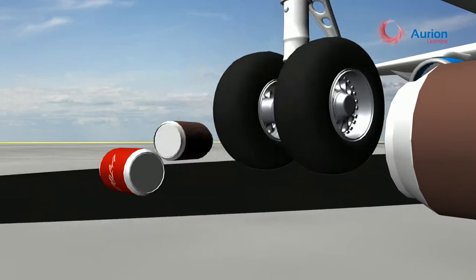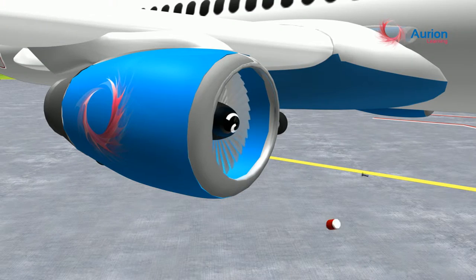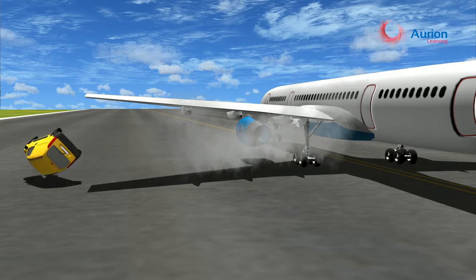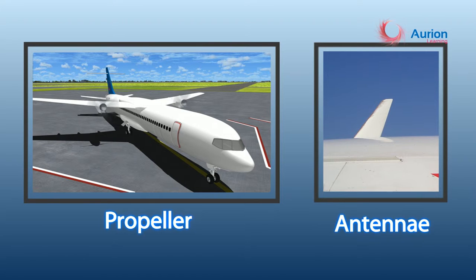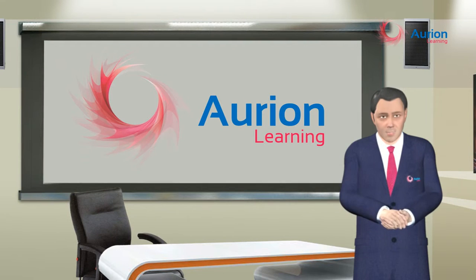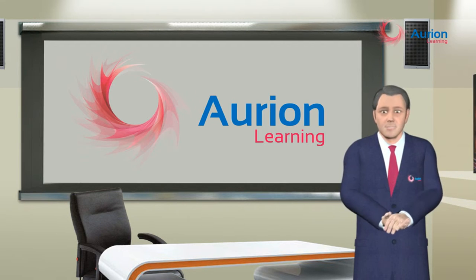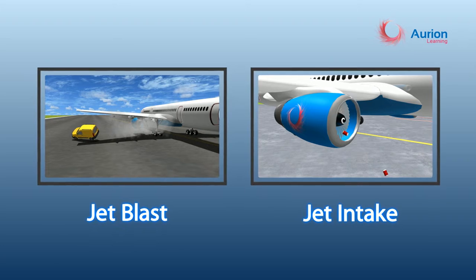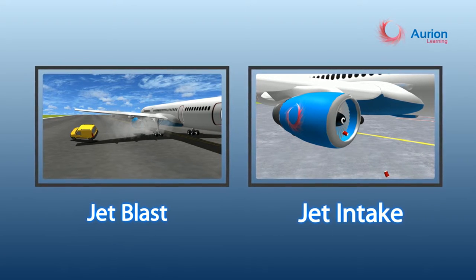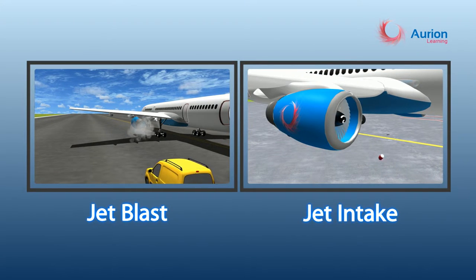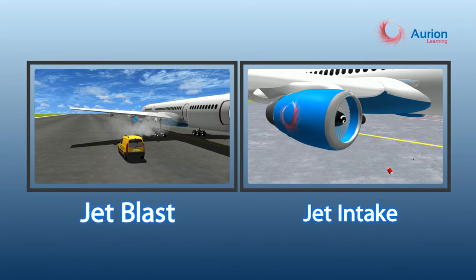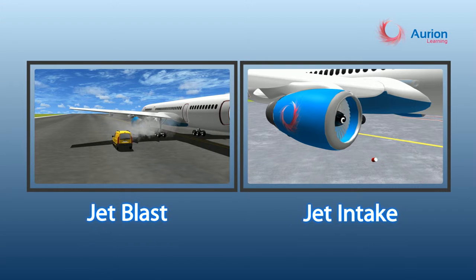Accidents at the airside occur due to aircraft hazards like engine hazards, and parts of the aircraft like propeller and antennae. Let us understand each of them in brief. Let us take a look at engine hazards. The most significant engine hazards are jet blast and jet intake. Jet intake and jet blast both can cause severe damage and danger to surrounding equipment, property and life when in close contact.